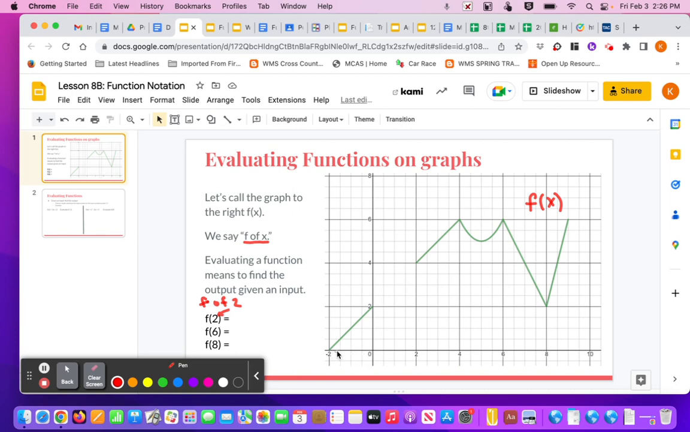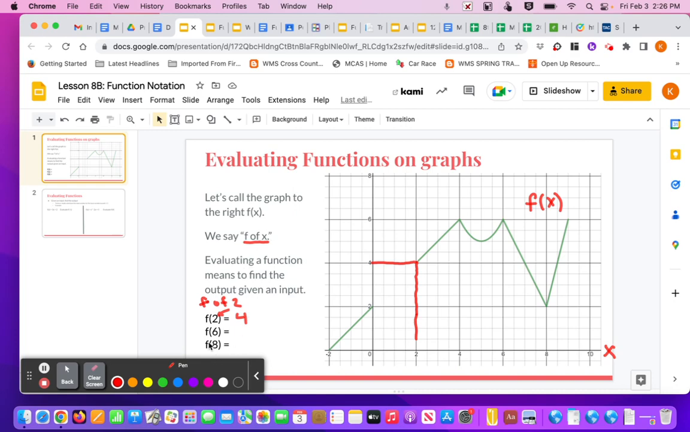So I look at the graph. I look at the x-axis right down here. Remember, this is your x. X is 2, right here. I look up and I look to see where it hits the graph. And oh boy, it touches the graph at 4. So we would say the f of 2 is 4.